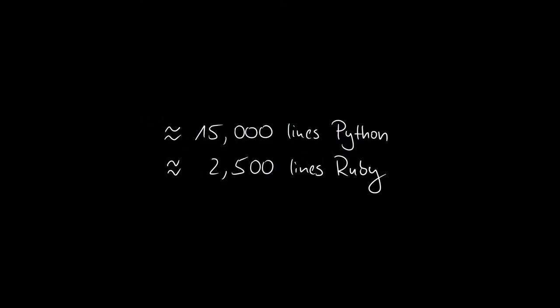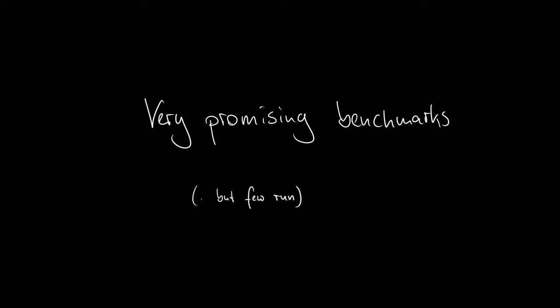And currently the source tree is 15,000 lines of Python, 2,500 lines of Ruby, just to get a general feel how big this project is. And that's actually quite a bit of Ruby. I was surprised when I ran those slug counts that we actually have that much Ruby compared to Python. And the benchmarks are pretty nice. So I'm gonna switch over into demo mode.